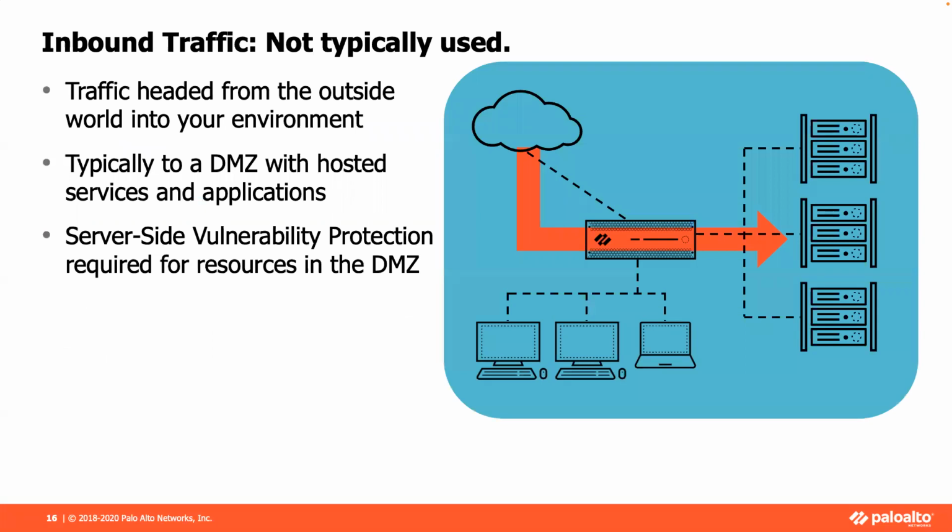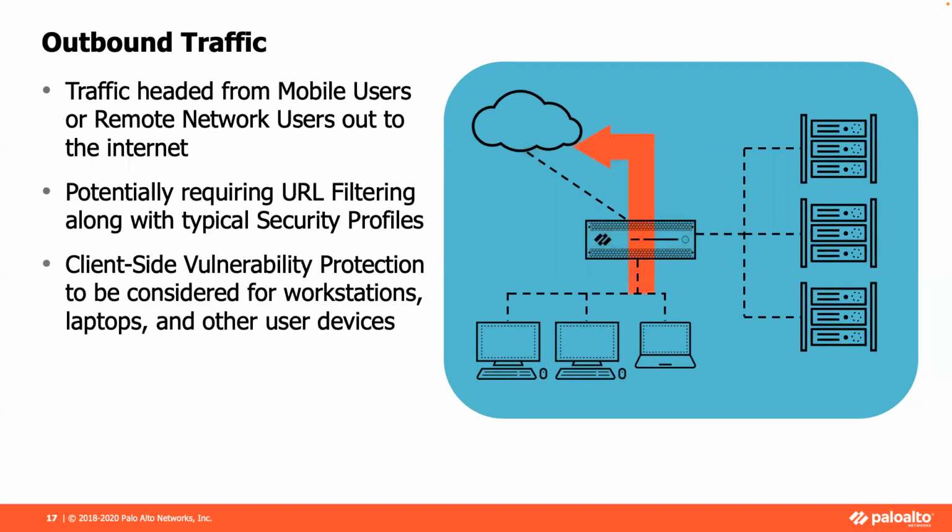unless you are allowing inbound traffic from the internet to your users, maybe because they're hosting a website or something like that, which is pretty uncommon with Prisma Access, then you don't have to really worry about inbound traffic rules or inbound protections. If you have traffic coming into a DMZ or you're hosting a site or something like that, well, that's different. Typically, your users with Prisma Access are going out to the internet. They're either remote users or mobile users.